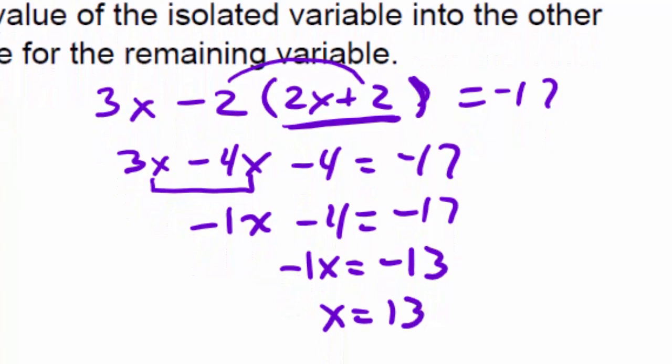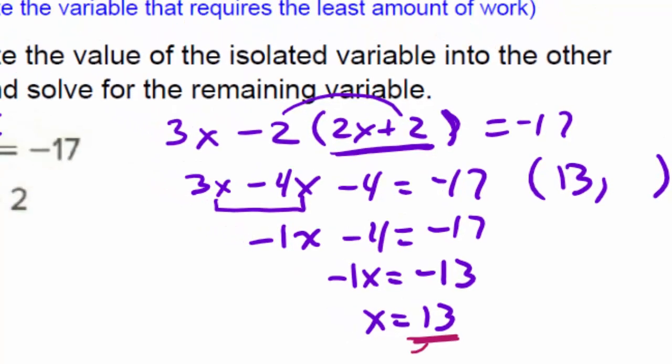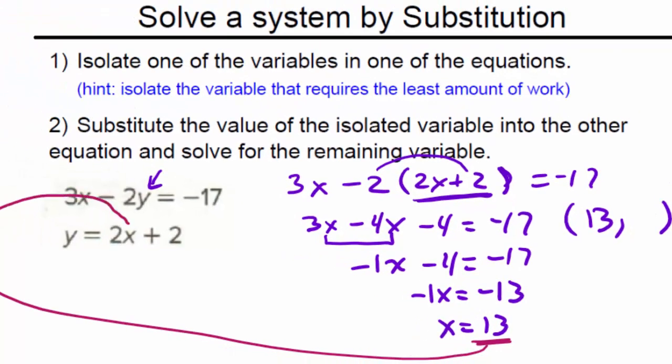So half the answer is 13 for x. I'm going to write that here, 13, comma, and I'm waiting for the rest of my solution. In order to solve the rest, I want to take this 13 and substitute it into this one. Now I could substitute it up here, but the bottom one requires less work, so I'm going to do that one because I'm solving for y.